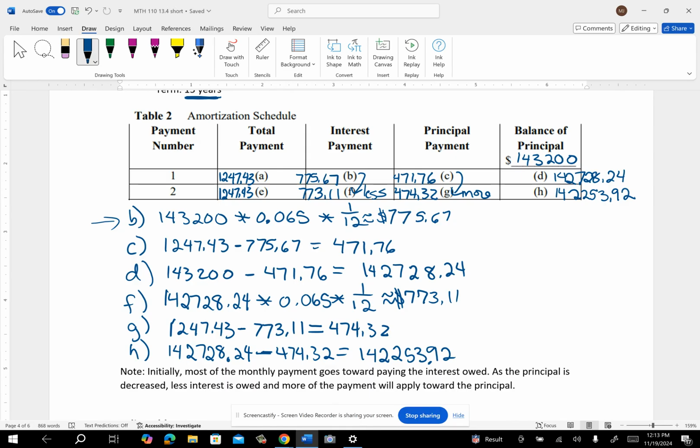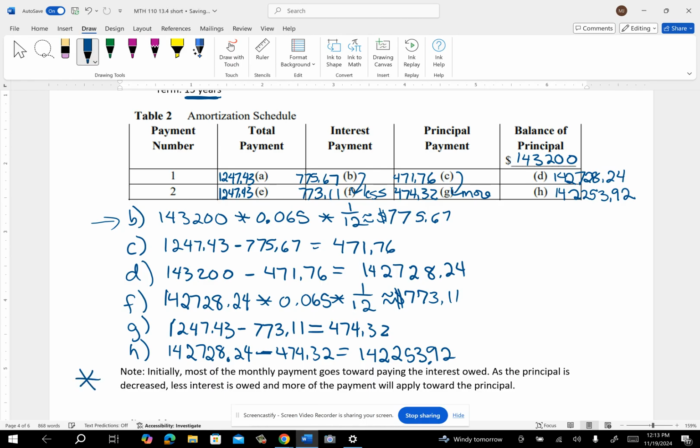Well, that idea would keep happening. The payment would stay $1,247.43, but I would owe less and less of that payment would go towards interest, and more of it would go towards principal, until finally at the end of the 180 payments I made, the balance of the principal would be 0, and I would not owe them any more interest. So that's really what I want you to understand, okay?